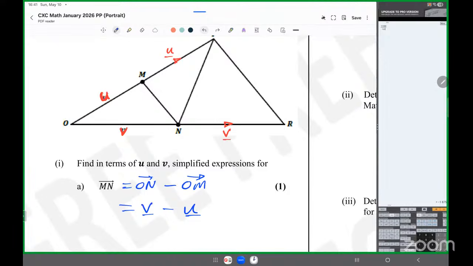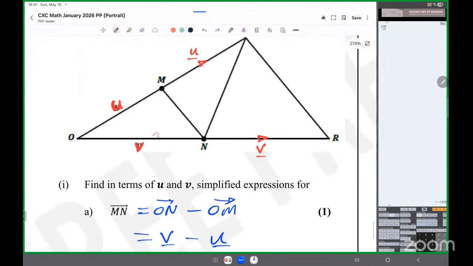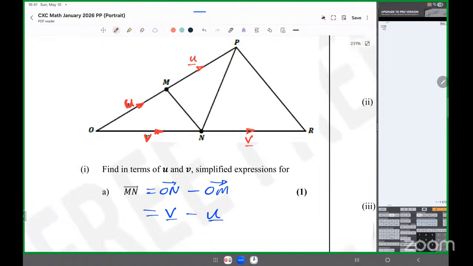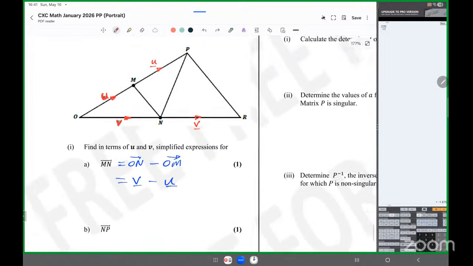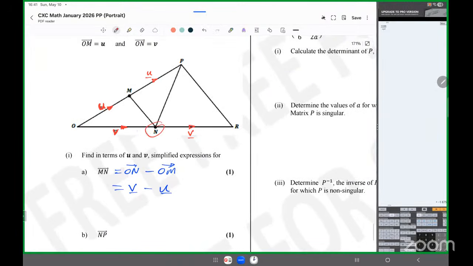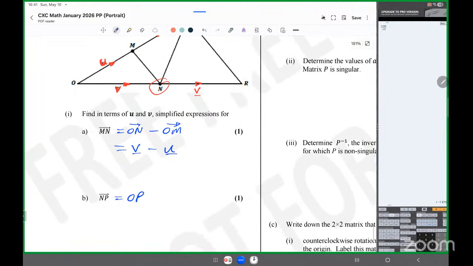Oh, by the way, they didn't put arrows on this diagram. Let's put them on. The arrows are this way and this way. So they didn't put on the arrows, you put them on. Then the next one is NP. We can use O to the last minus O to the first again, because ON is v and OP is 2u, obviously. So we can use last minus first again. This becomes OP minus ON.